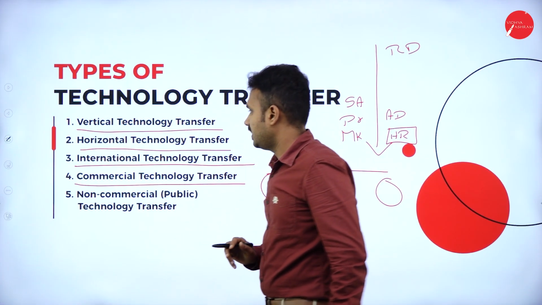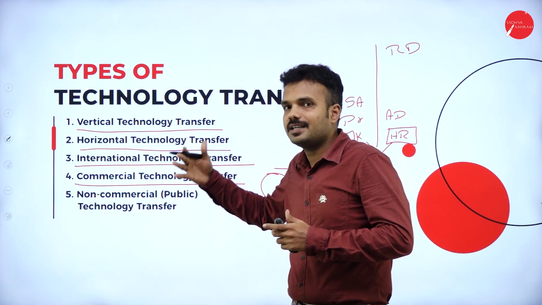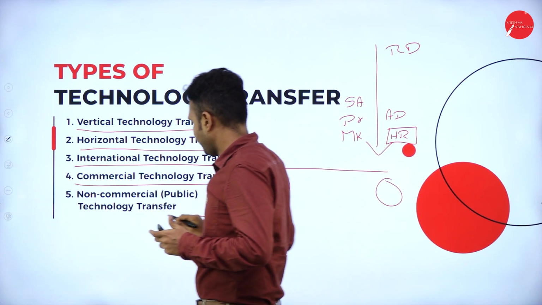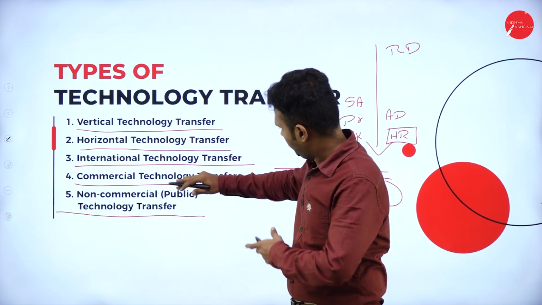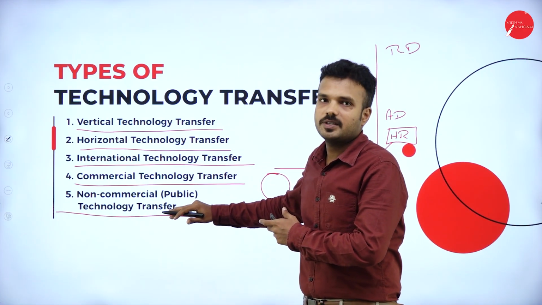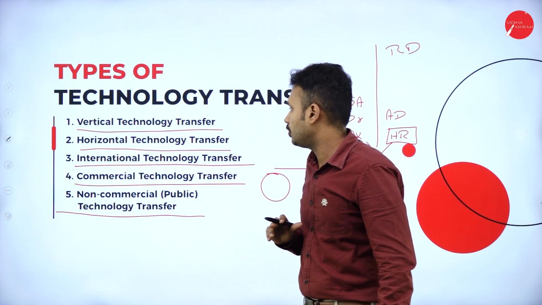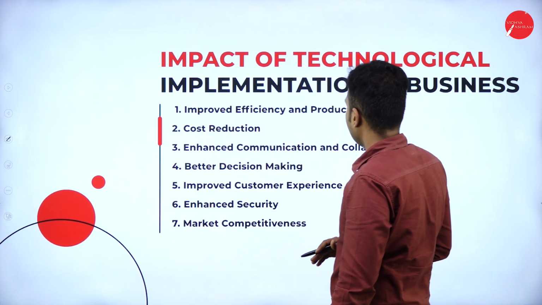Commercial technology transfer, the name itself says commercial. There is an intention of a commercial aspect, so the technology is for the purpose of commerce. Non-commercial technology transfer is not for business but for non-business activities, which is utilized by NGOs and NPOs. Next one, impact of technological implementation in business.